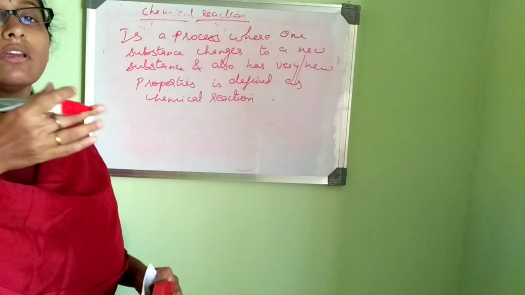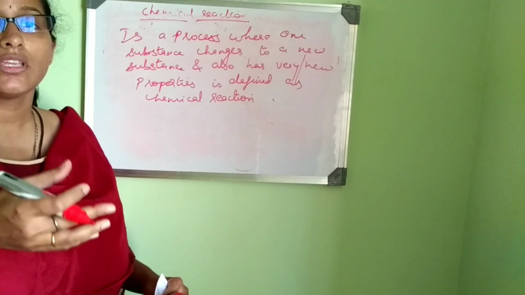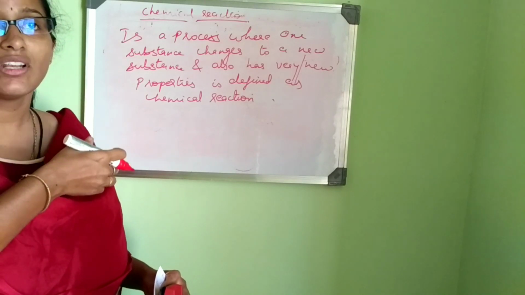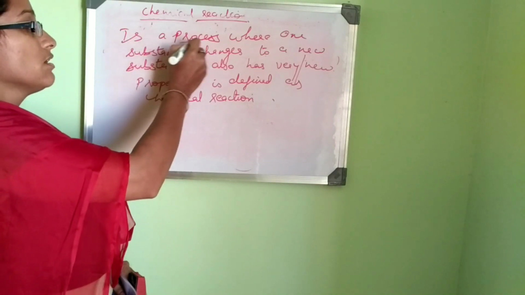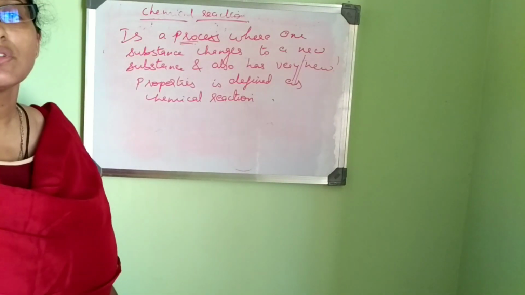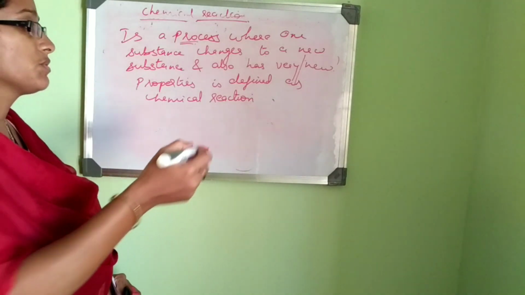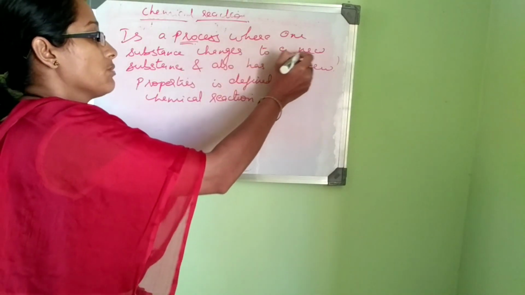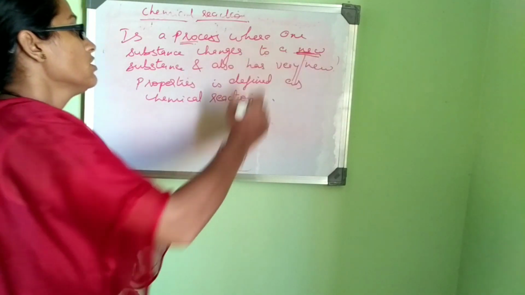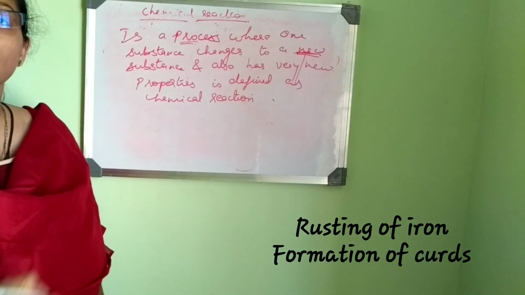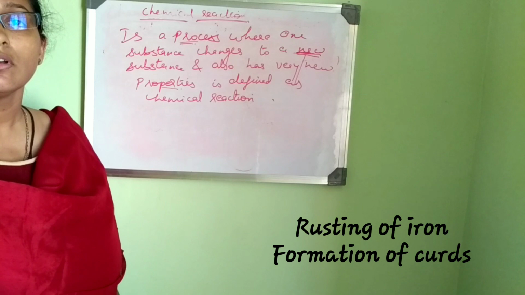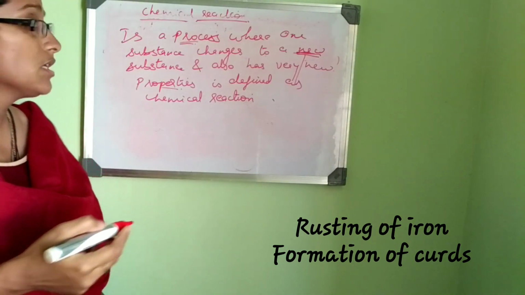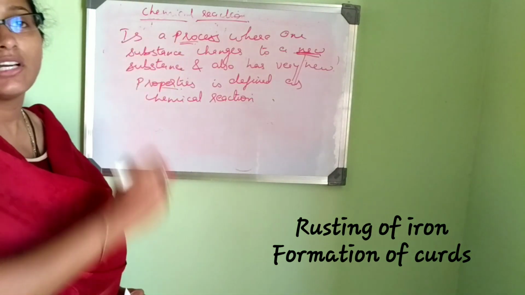When we see that a chemical change can be related to a chemical reaction, a reaction is also called a process where one substance changes into another substance. That is, it forms a new substance. This is the important thing, that is a new substance, and it also has new or different properties with respect to the first substance. That is known as the chemical reaction.